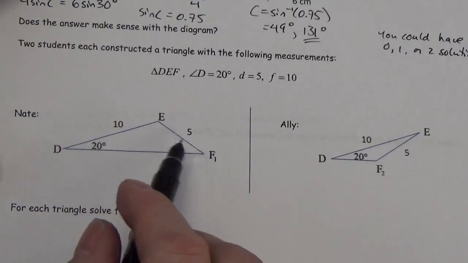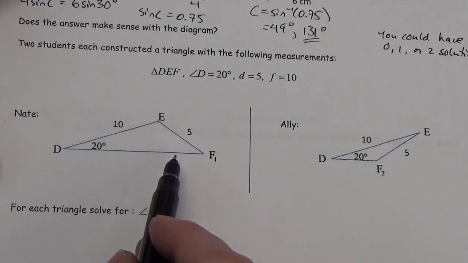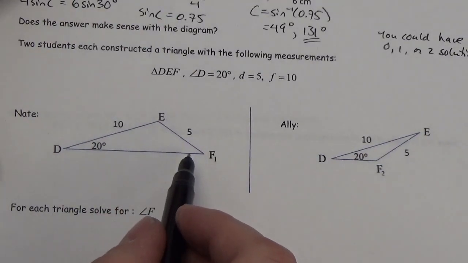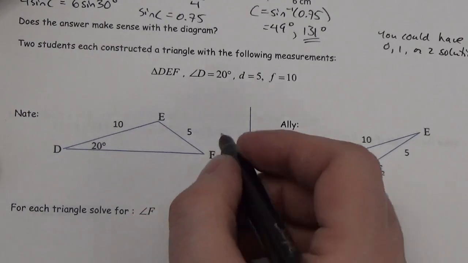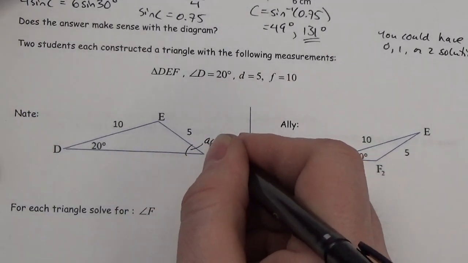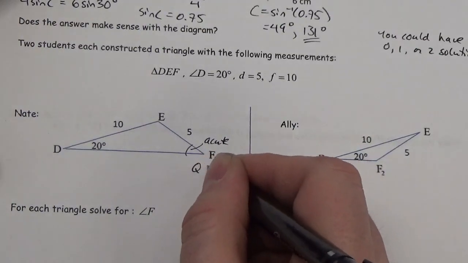But notice what happens here. It could be drawn like this, where this angle F here, opposite the 10, is acute. So right here, this could be acute or quadrant 1.